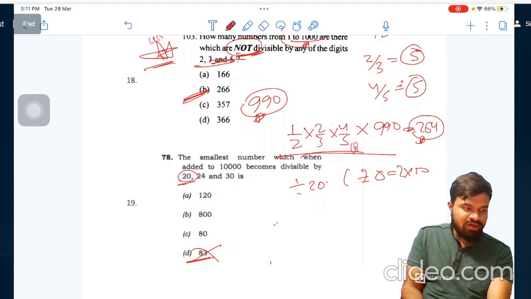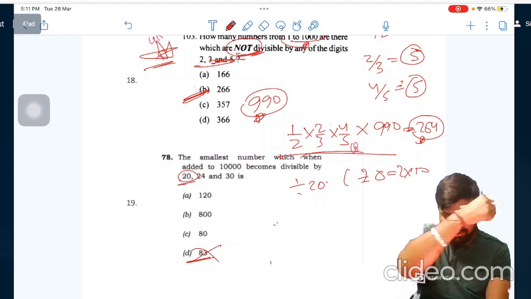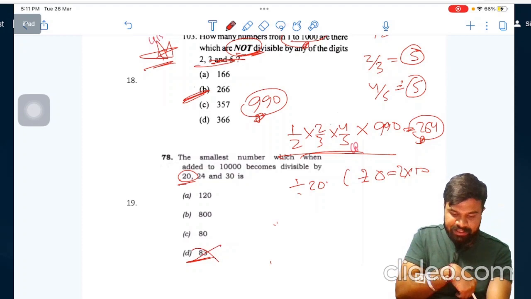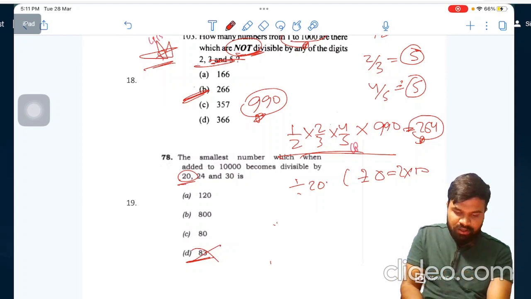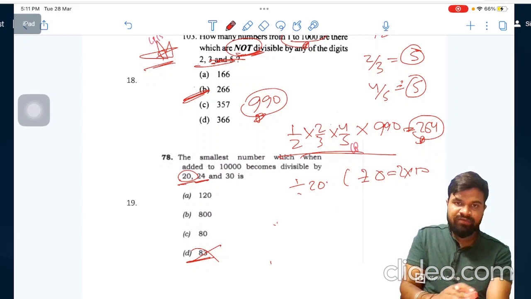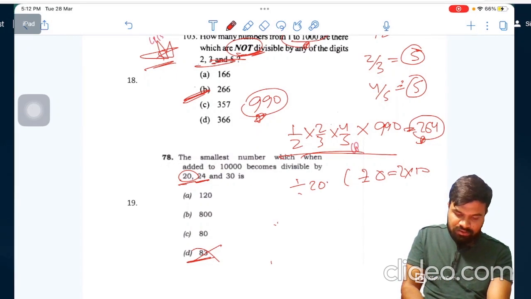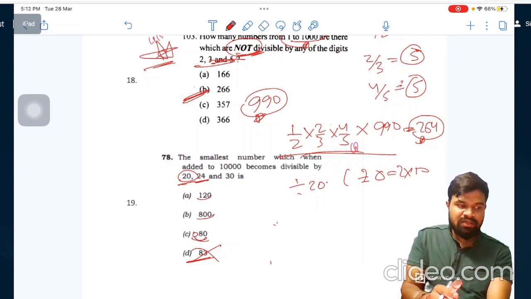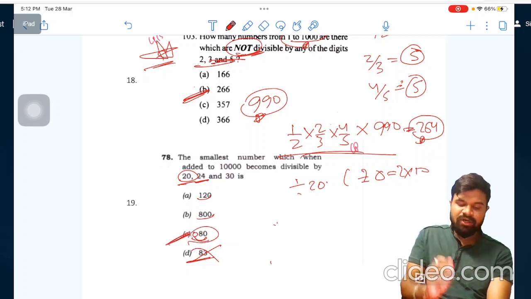Now from the remaining options, if it is divisible by 10, then for 24 it should be divisible by 8. So this is how you will be doing it. The last three digits should be divisible by 8. Now these are 080, 800, 120, and they are asking for the smallest number. So that will be the number, because 80 is smaller than all of these.